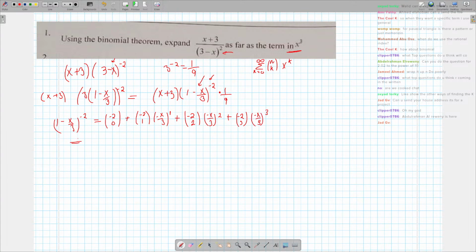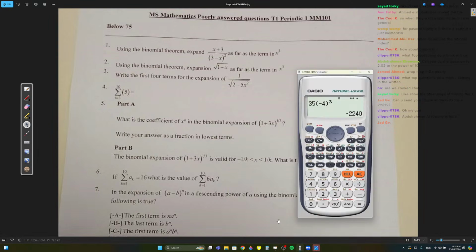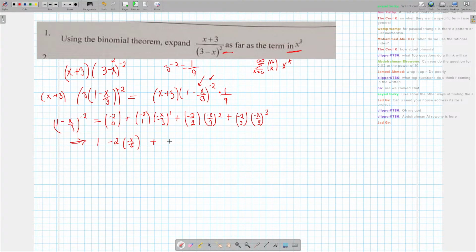Okay, let's simplify this. Negative 2 C 0 is 1. Negative 2 C 1 is negative 2. Negative 2 times minus x over 3. And then negative 2 C 2, I don't know how much it is. It should be 6 over 2, which is 3, right? Negative 2 times negative 3 over 2 factorial, 6 over 2. Yeah, it should be 3. Why? Because how do you do a negative factorial? You put 2 factorial down, and then you put negative 2.